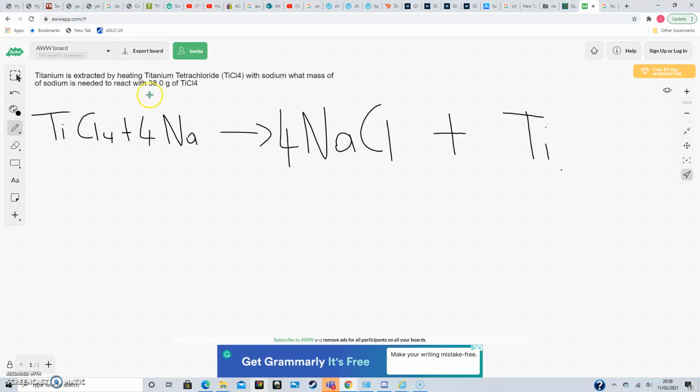Now, let's look at what we can derive from the question. We've got the mass of TiCl4. We've got a periodic table, which means we can work out the MR of TiCl4. So we've got the mass, we've got the MR. That means we can work out the moles. So let's write the equation. Moles equals mass over MR.